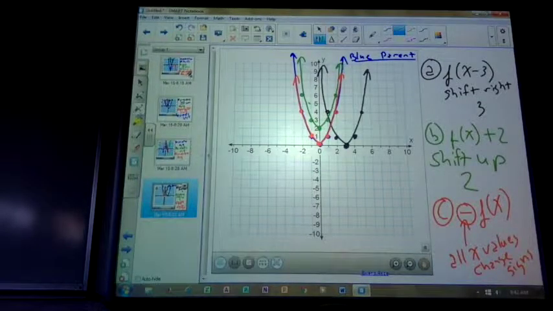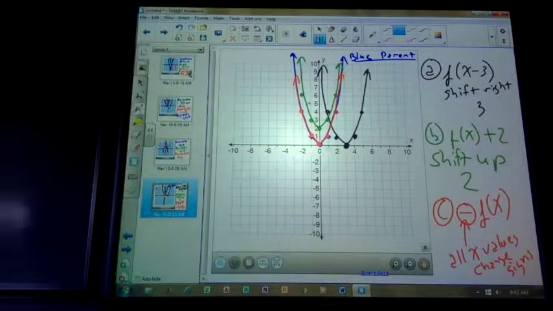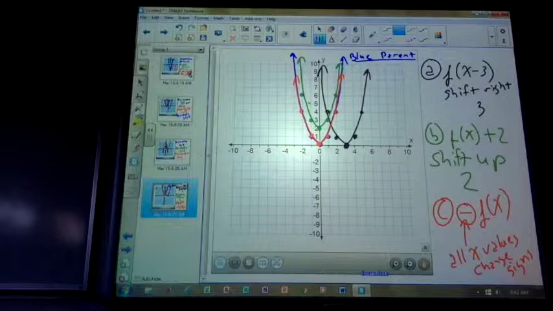And again, because our parent function was already symmetric about the y-axis, you can't see it as clearly. So if you ever have a negative sitting out in front, like we have on that one, it means all of our ordered pairs, the x value sign switches. And it really is that easy.